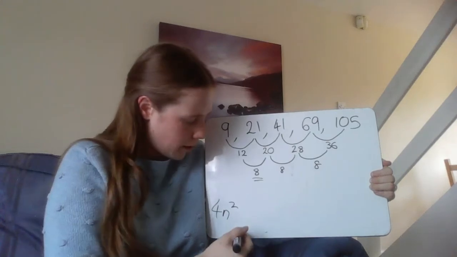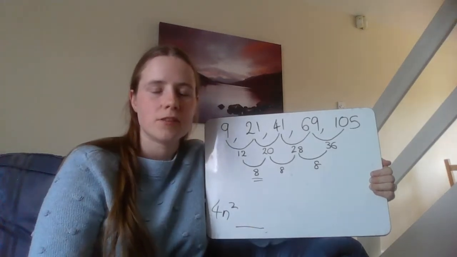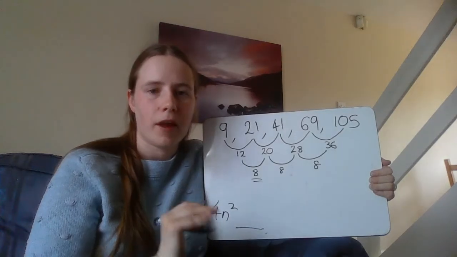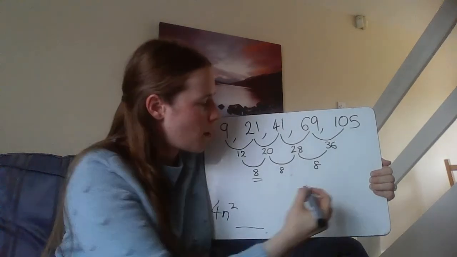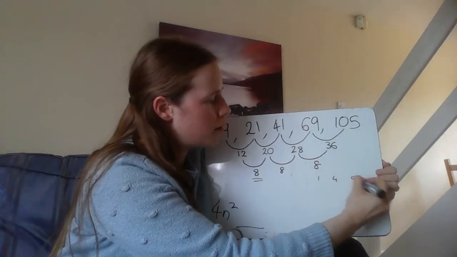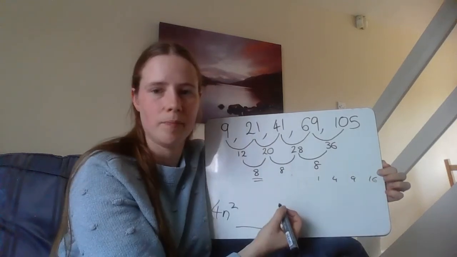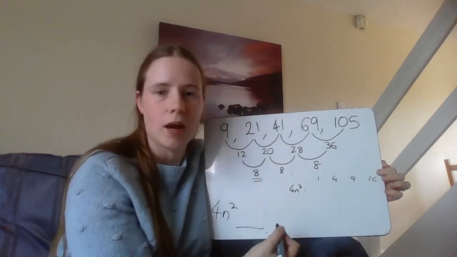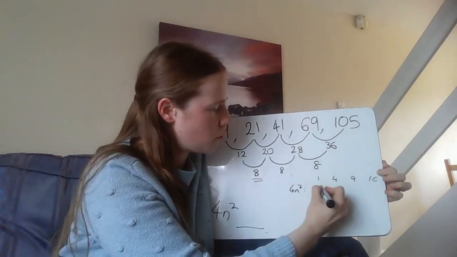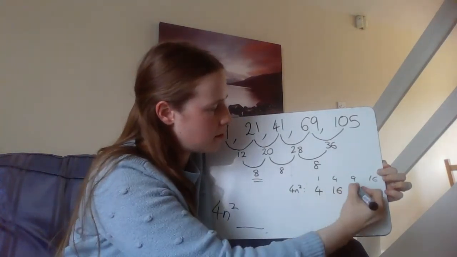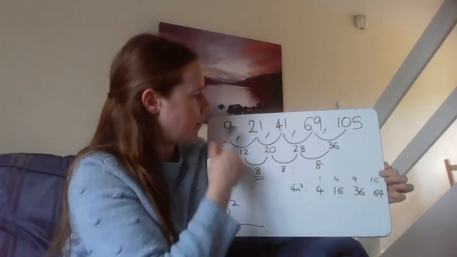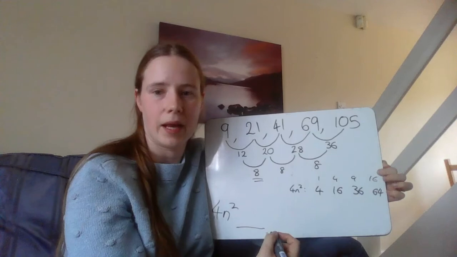I then need to work out the rest of it. So 4n squared is the square numbers multiplied by 4. So the square numbers are 1, 4, 9, 16, and so on. So 4n squared is each of those times by 4. So 4, 16, 36, and 64. I'm now going to write my sequence, and we'll then be able to compare them.